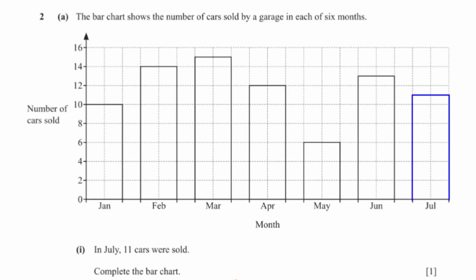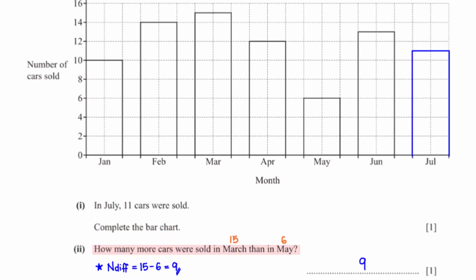The bar chart shows the number of cars sold by a garage in each of 6 months. In July, 11 cars were sold. Complete the bar chart. On the grid, we draw the bar for July with a height of 11. How many more cars were sold in March than in May? In other words, we are to find the difference between the number of cars sold in March and the number of cars sold in May. From the bar chart, the number of cars sold in March is 15 and the number of cars sold in May is 6. So 15 minus 6 gives us 9.